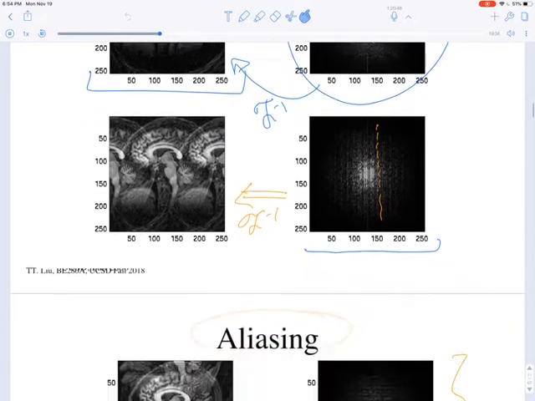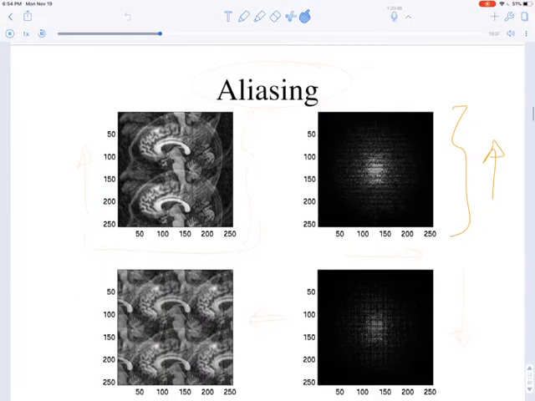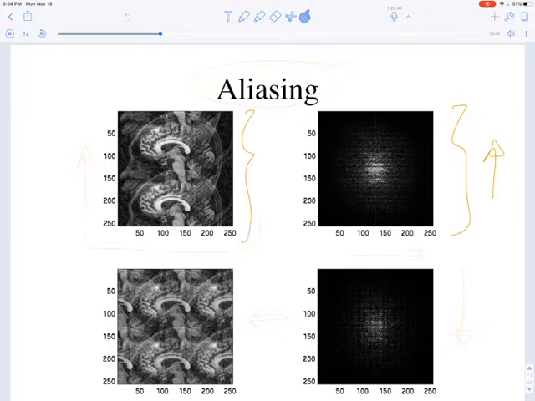Similarly, we can play this trick where we skip every other line going in this direction. And now we see that the image has the replication going in the y direction. We could also skip every other line both this way and this way, so we're really trying to save on how much data we're acquiring. And now we get lots of replication. So this is what's called aliasing.